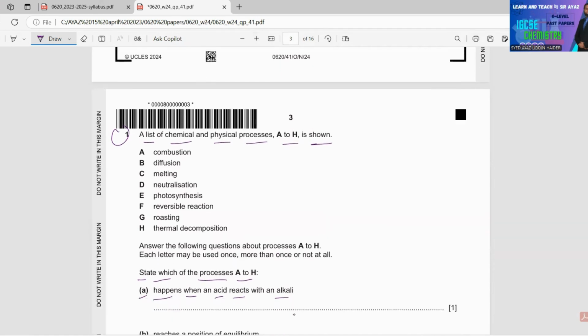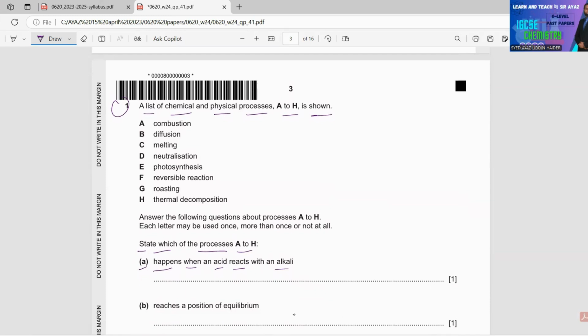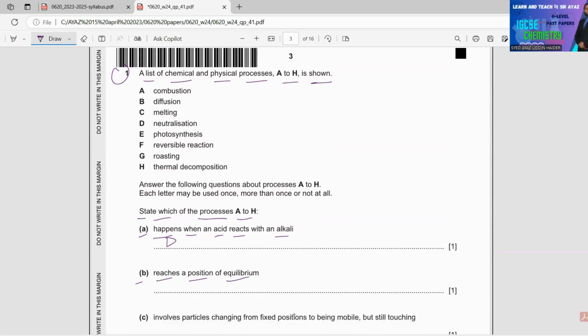So when an acid reacts with an alkali, a neutralization reaction takes place, because the H positive ion from the acid and the OH negative ion from the alkali combine to produce water, and this is neutralization. So you write D for A. Part B, reaches a position of equilibrium. You can't have every reaction reaching an equilibrium position. The equilibrium position is reached in a closed system, and it's a reversible reaction that reaches equilibrium when the rate of the forward reaction becomes equal to the rate of the backward reaction. So the answer must be F in this case.